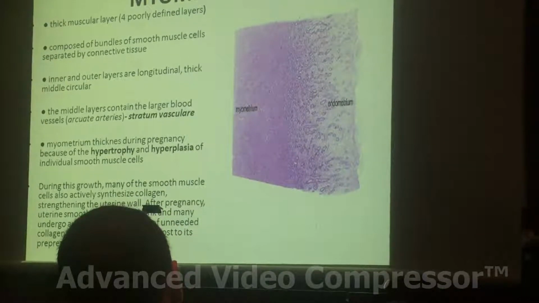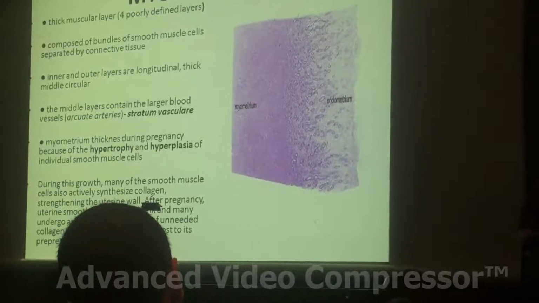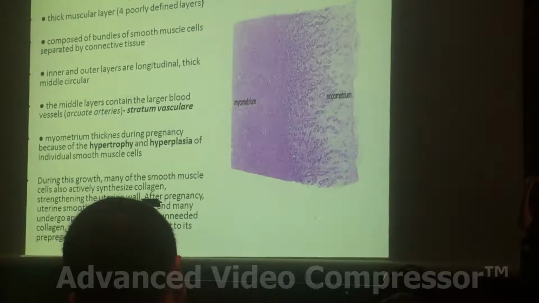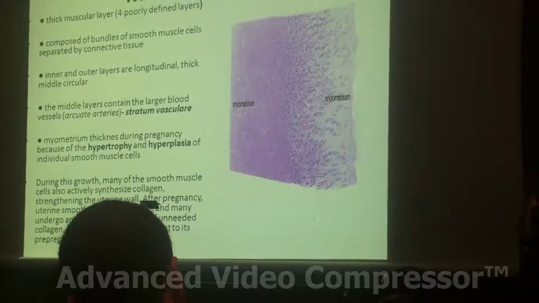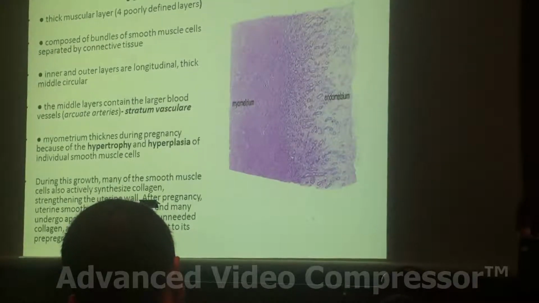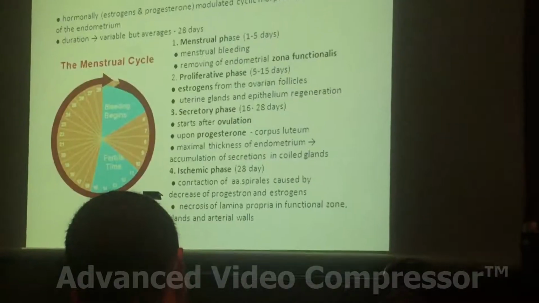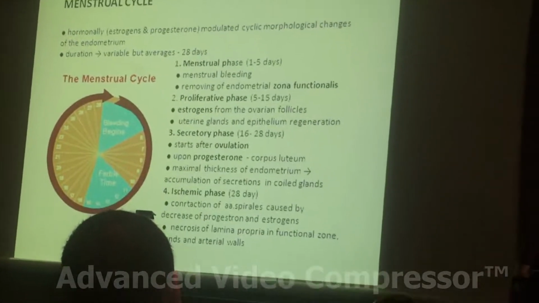Okay, after delivery, what will happen? The muscles will return to their normal number and their normal size, and a lot of the extracellular matrix will be degraded, going back to almost its normal size.